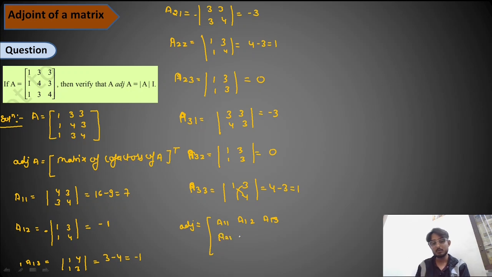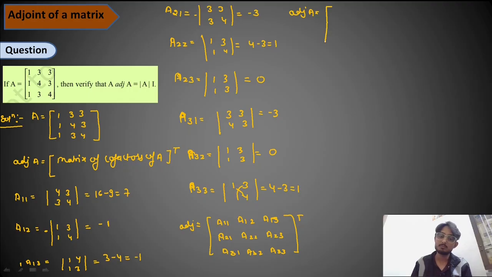A21, A22, A23, A31, A32, A33. Transpose of this matrix. So first of all, write the elements of all this. Adjoint of A equal to A11 equal to 7, A12 equal to minus 1, A13 equal to minus 1. Then A21 equal to minus 3, 1, 0, then minus 3, 0, 1.